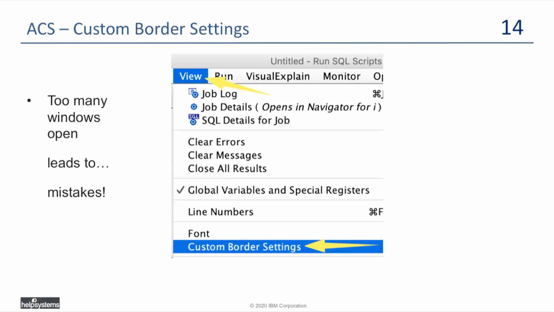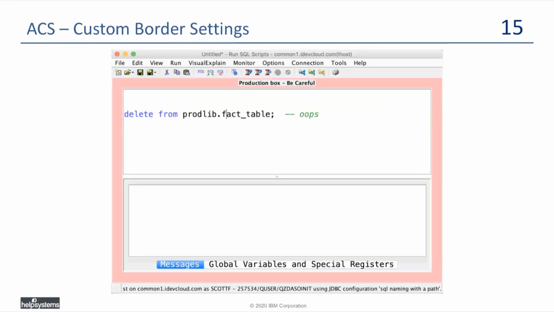Wonderful development environment, and has so many features you won't find anywhere else. For example, this custom border settings. This is another reminder to you as to what you're connected to. In this case, I chose a couple things. I chose to have a border color and some text at the top. You can see it's production box. Be careful. That text could appear at the bottom. So there are some different controls you can utilize there. What did I choose here? Oh yeah, delete from production table without a where clause. Oops.